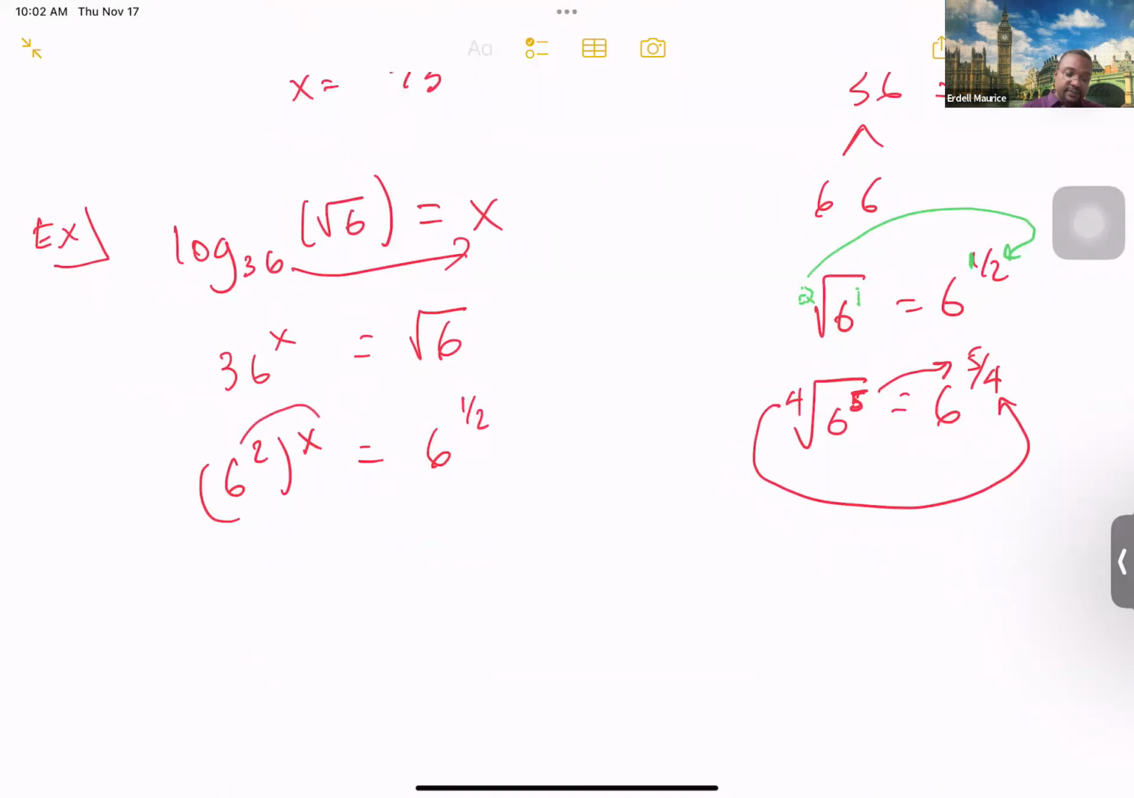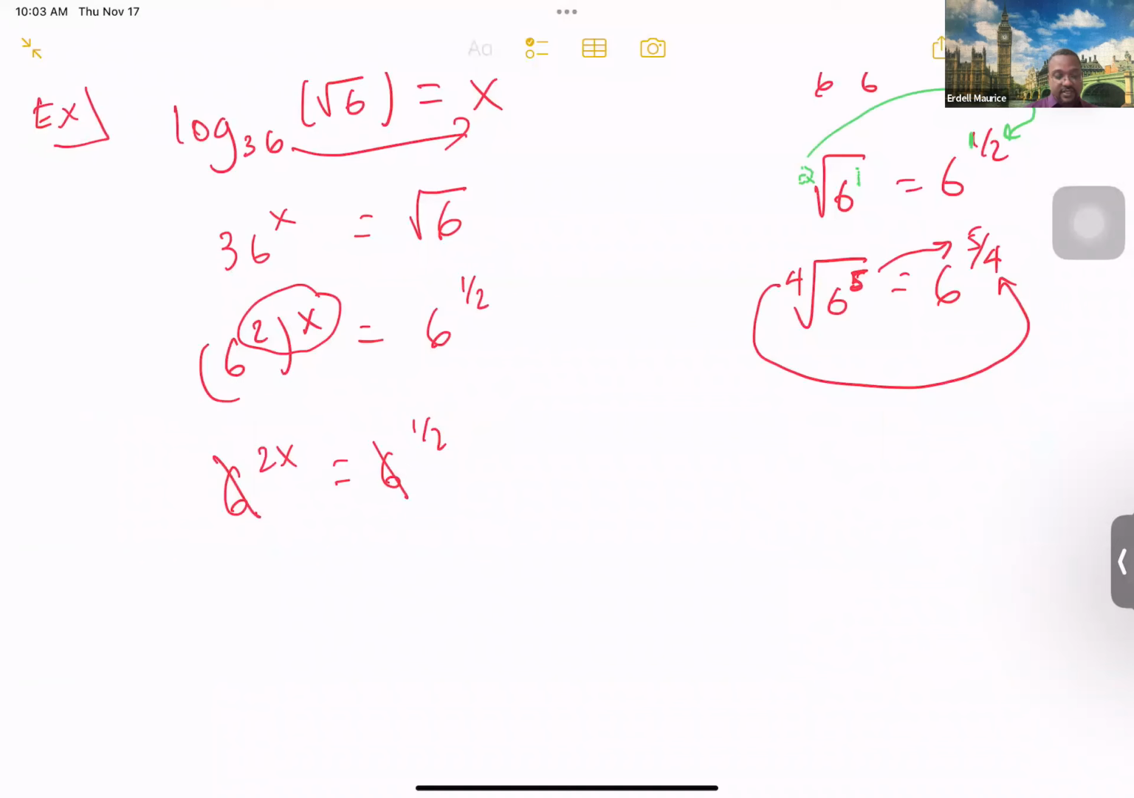And then again, you multiply these together. That's 6 to the 2x is equal to 6 to the 1/2. And now my bases are the same, so I can cancel out the bases. So 2x is equal to 1/2. And of course, the last step is to then divide by 2, or because of the fraction over here, multiply by 1/2. These will cancel. X is going to be equal to 1/4.